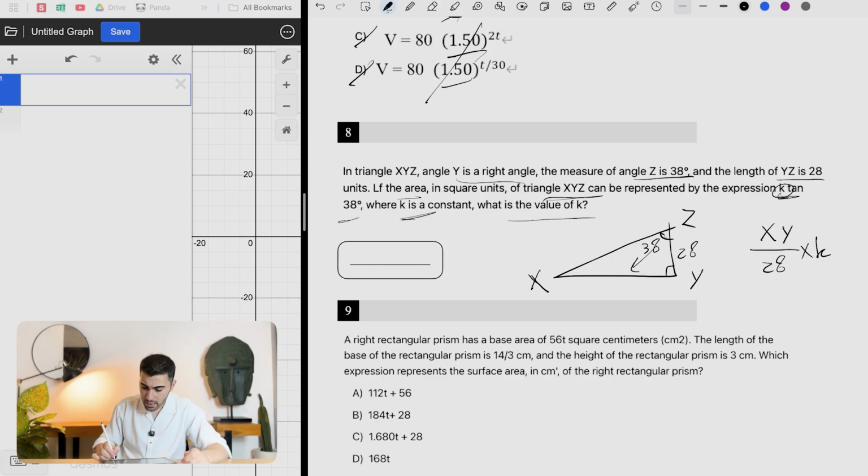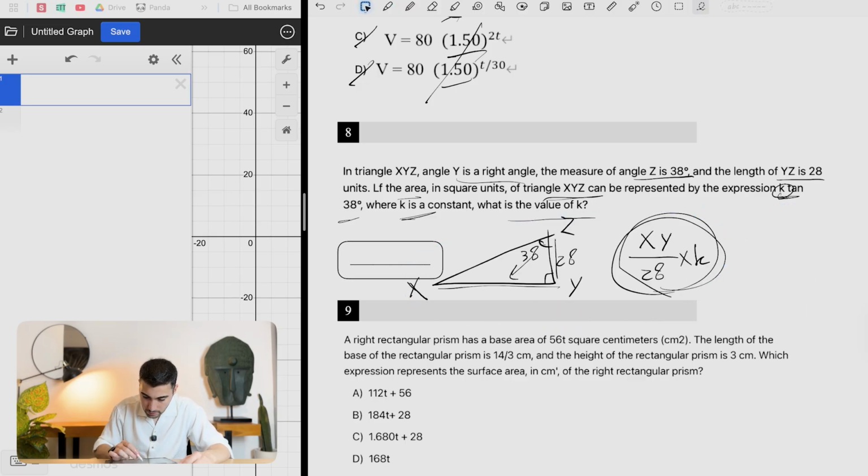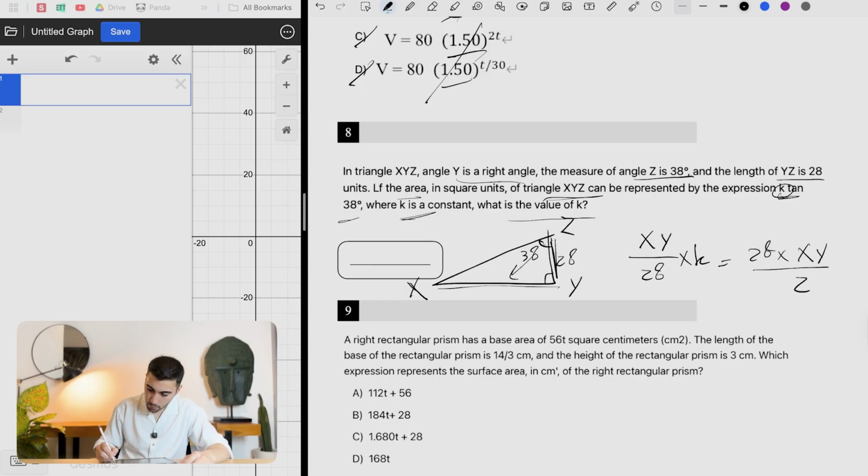So here, this is the area of the triangle. This is the first way that we can find the area of the triangle. The second way is height times base divided by 2. So this is basically XY over 28 times K. We can set this equal to the height, 28, times base, XY, divided by 2. Now XY and XY cancel out, and we get K over 28.